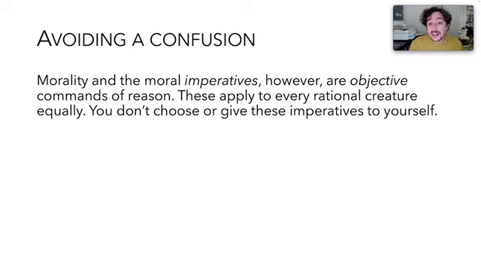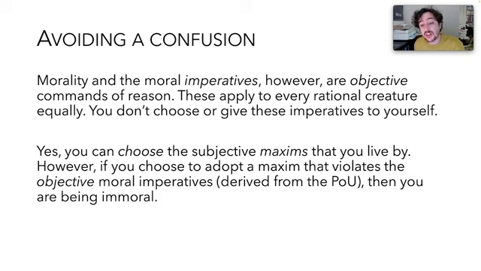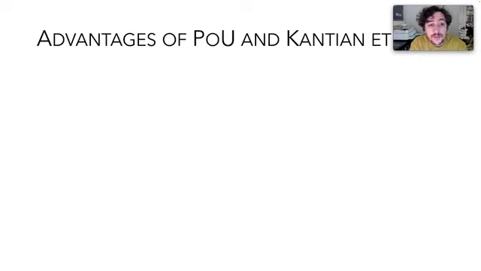Now, we might act on different maxims, and that could be fine, even though they might be different, as long as they still obey the categorical imperative. So yes, you can choose the subjective maxims that you live by. However, if you choose to adopt a maxim that violates the objective moral imperatives, that violates the principle of universalizability, if you choose to live by maxims that are not universalizable, well then you're just choosing to be immoral on Kant's view.